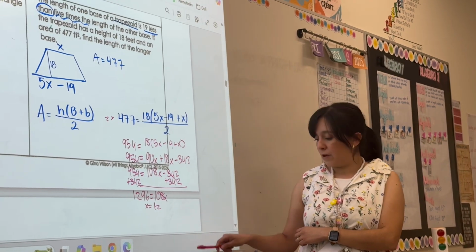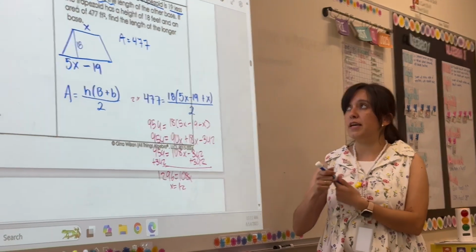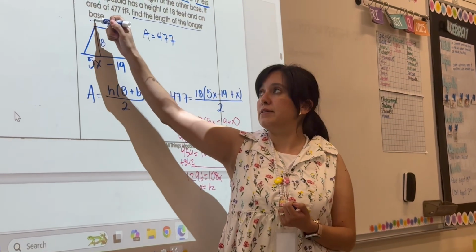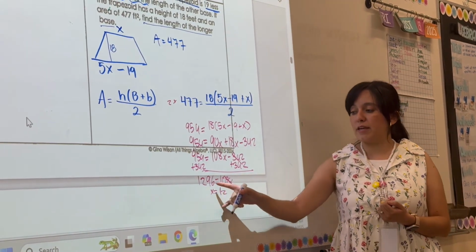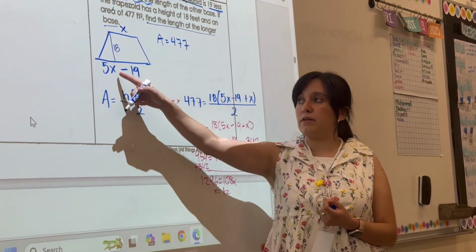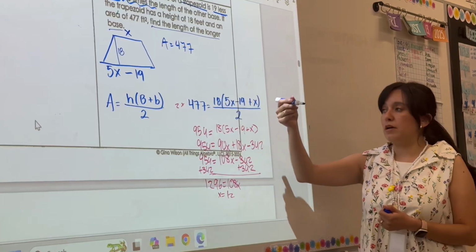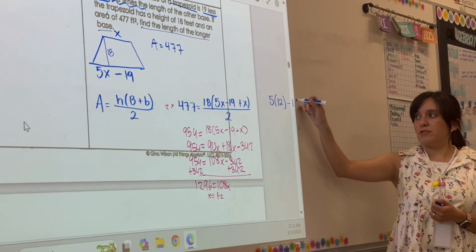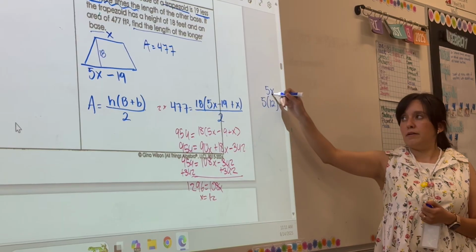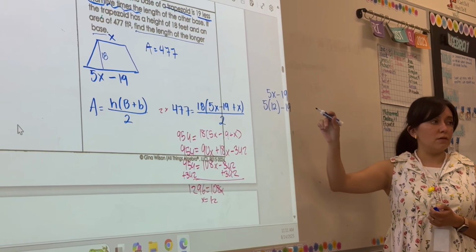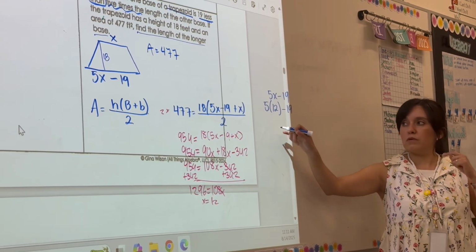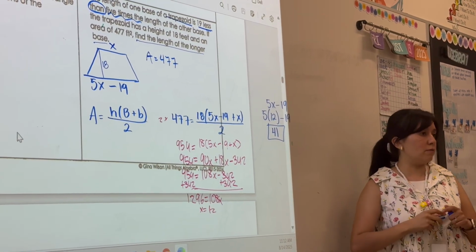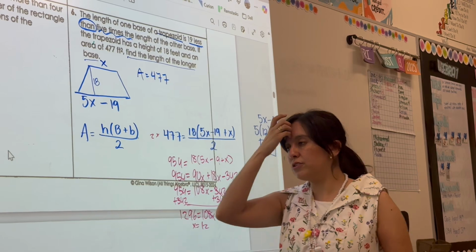Okay, so now we are going to check the answer of the question. It says find the length of the longer base. So what I am going to do is to take this x and plug it in here. Everybody agree? So I am going to put 5 parentheses 12 minus 19. Any questions about that? How much is that? 41. And that's the solution. Any questions? Make sure that you copy, okay?